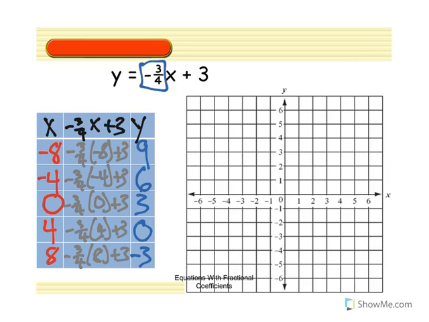So now we should be able to plot those points, or at least some of them. I can't fit -8, 9, unfortunately. I can fit -4, 6, which is going to be up here. I can fit 0, 3, which is down here. I can fit 4, 0, and I can't fit 8, -3. So let's take our ruler out and connect our points. And we're going to label our equation right on the line: y equals -3/4 x plus 3.